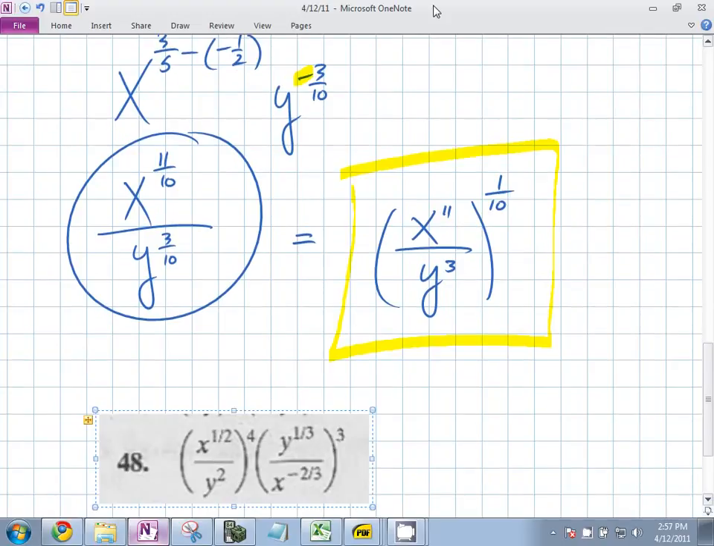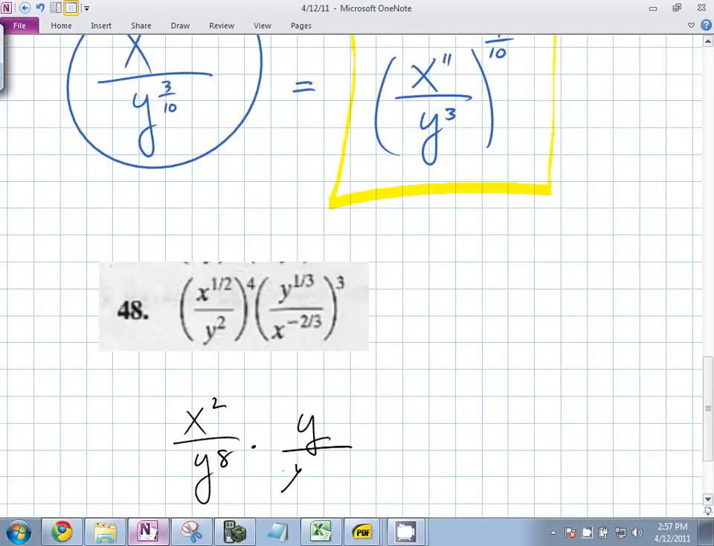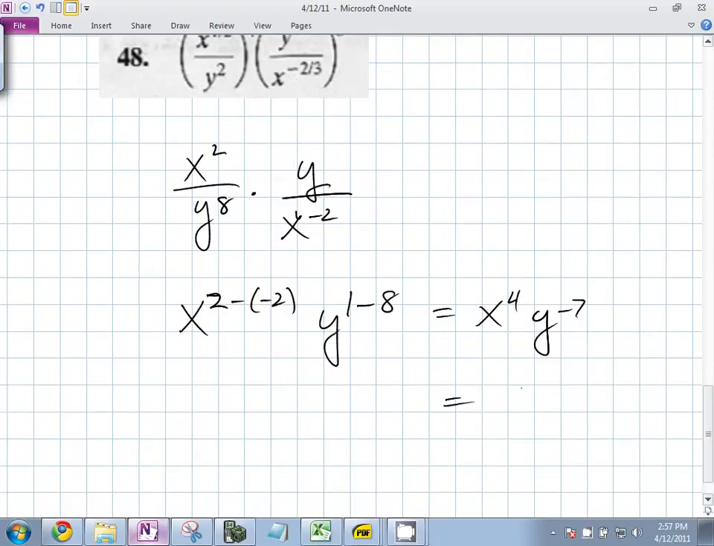Okay, so what do you do with all those powers? Multiply them out. So you get x squared over y to the 8th times y over negative 2, right? So it's x to the 2 minus negative 2 times y to the 1st minus 8. X to the 4th, y to the negative 7. So if you're going to write this in just positive exponents, x to the 4th over y to the 7th.